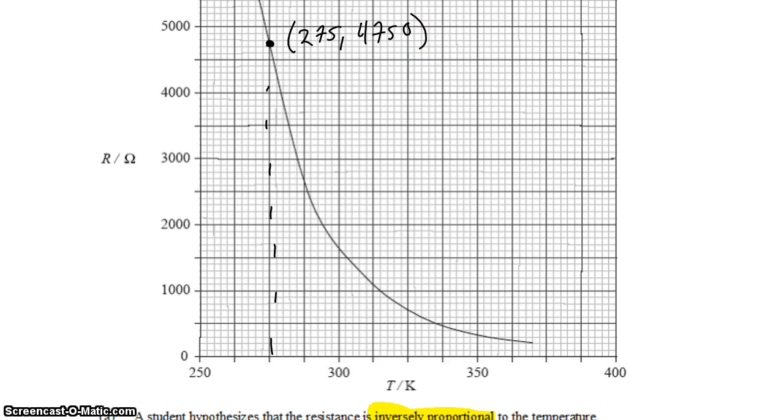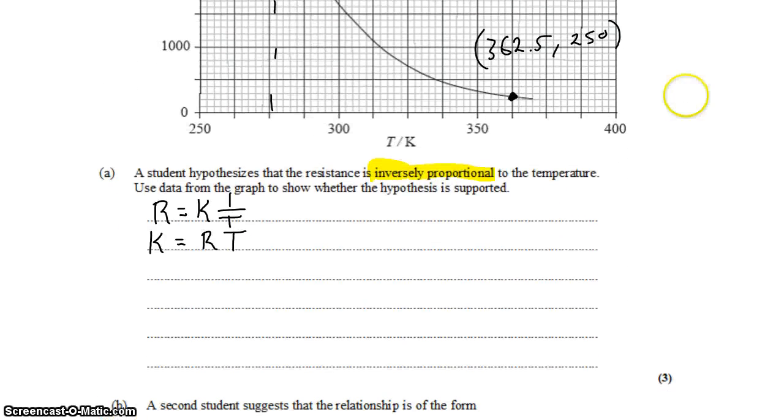We need another point that's nice and far away from that. I am a little bit partial to this one. The x-coordinate's a little bit harder to read. It's 1/4 of the way between 350 and 400. So that's 350 plus 1/4 of 50, for 362.5. And then the height is 1/4 of the way between 0 and 1,250. So those are our coordinates: 275, 4,750, and 362.5, 250.